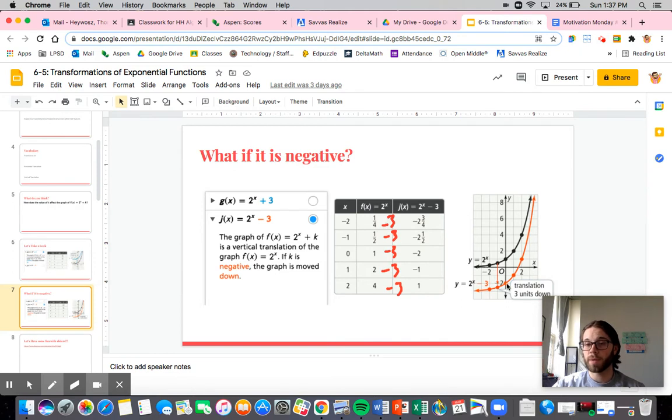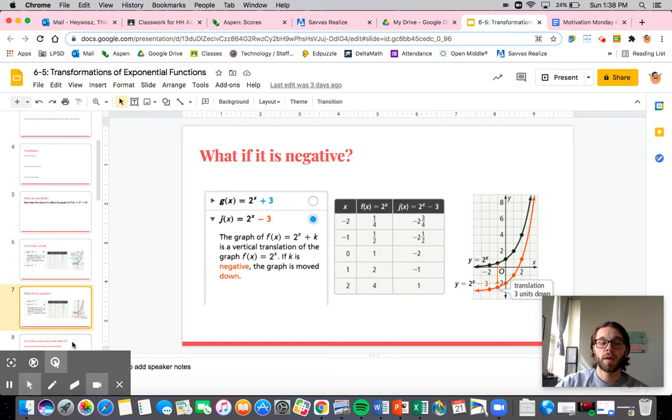And now my asymptote is going to be at 0 minus 3, which would be negative 3, right? So now my asymptote is at negative 3. My y-intercept has shifted down from 1 to negative 2. And then everything else is going to end up being the same. Again, it does affect your range. You do need to be careful. Your range is now anything bigger than negative 3 as opposed to 0. The domain will not change.